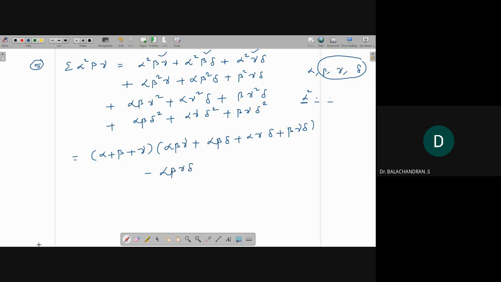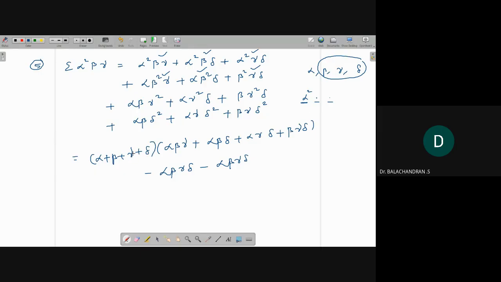Similarly, if I multiply beta into this: alpha beta square gamma, first term. Alpha beta square delta, second term. And then alpha beta gamma delta, I don't have, so minus alpha beta gamma delta. And then beta square gamma delta. Similarly, next, I think here I missed what? Alpha plus beta plus gamma plus delta, because we have 4 roots.